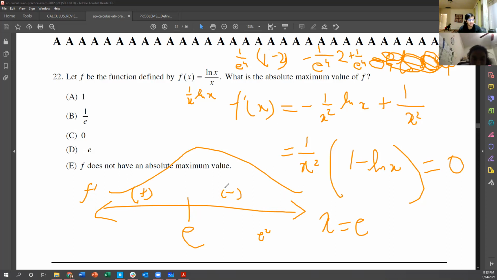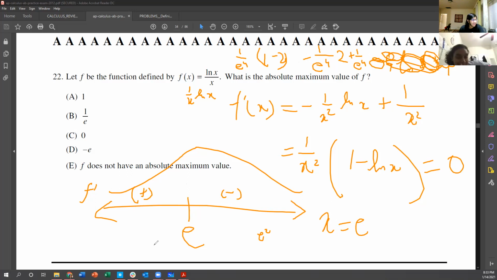Do you understand how I determined that this was negative? I just plugged in e squared, which is more than e. Okay, that makes sense. And then it just so happened that I can factor out the 1 over e to the, whatever. We already did that. I just want to make sure.